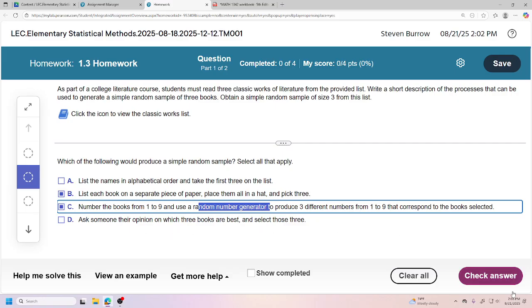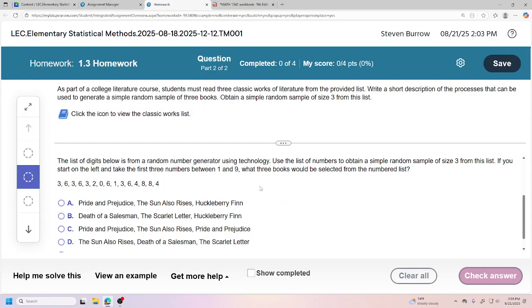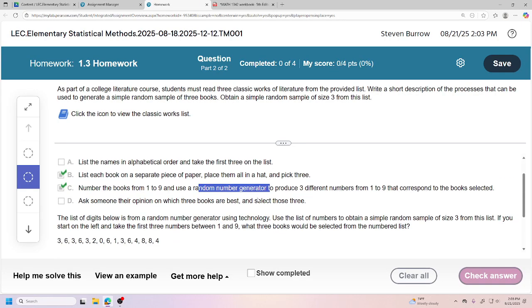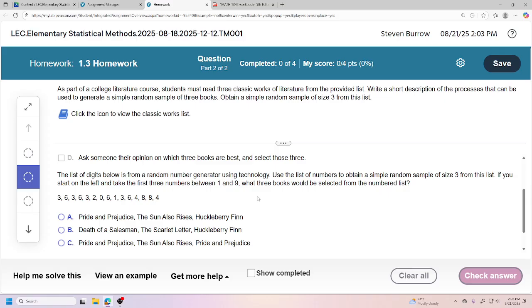Probably not. Okay. Man, where are my random numbers that I'm looking for? I know I saw them on the homework. List the digits from a random number generator using technology.